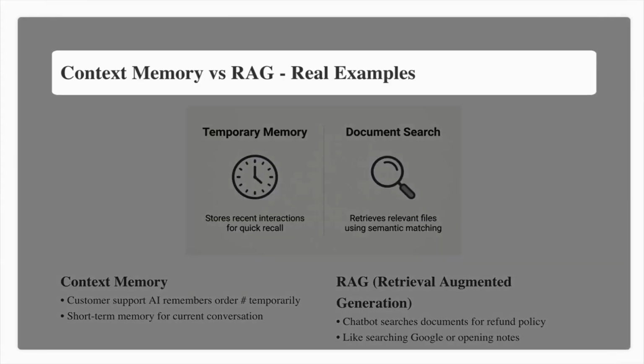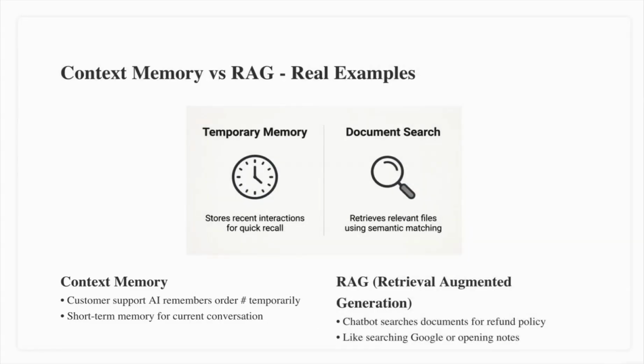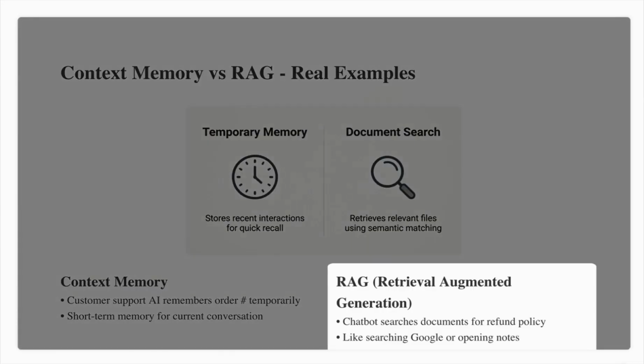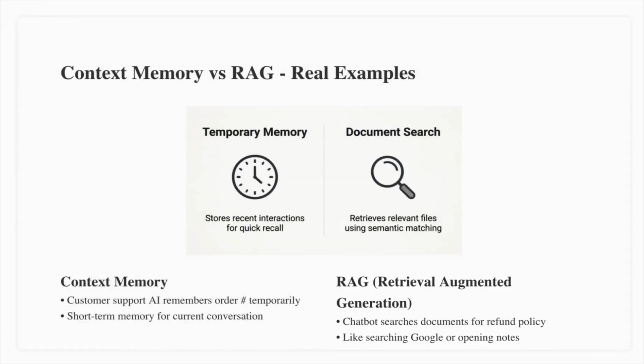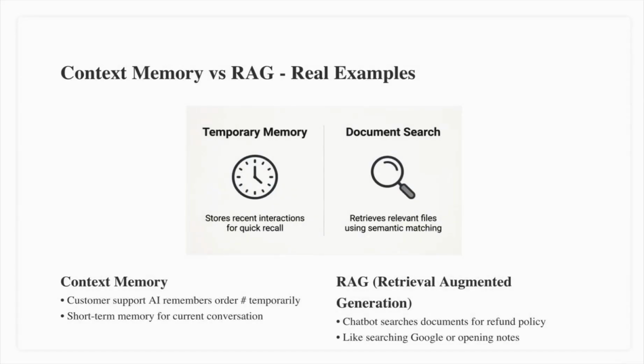Now let's look at real-world examples to clarify the difference between context memory and RAG. First, consider context memory. Imagine a customer support AI that temporarily remembers your order number during a chat. This is like short-term memory. It holds information only for the current conversation. On the other hand, RAG is like a chatbot that searches a company's documents for refund policies. Instead of memorizing everything, it retrieves relevant info when needed, similar to opening your notes or searching Google. This visual comparison shows how context memory handles immediate interactions, while RAG accesses external knowledge. Both are essential for different AI applications.